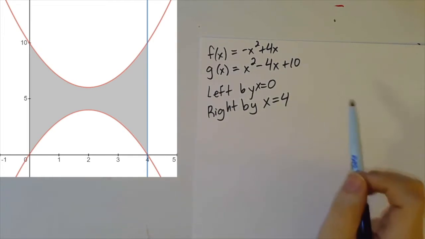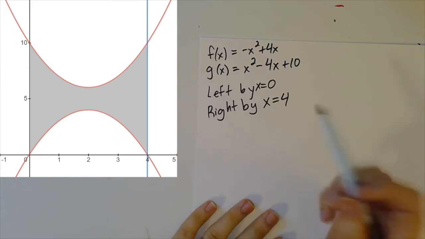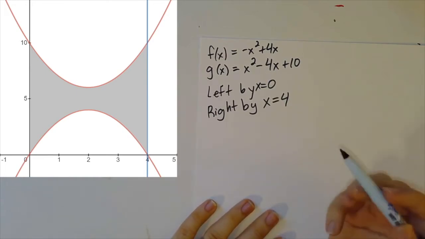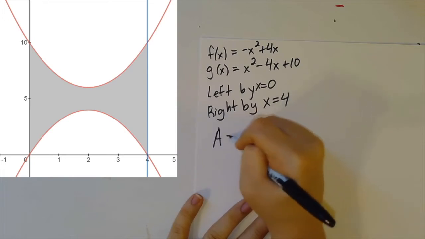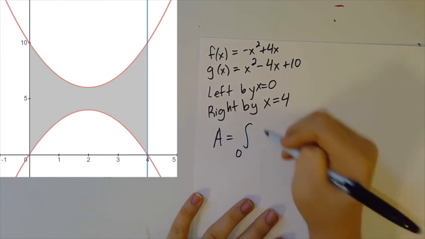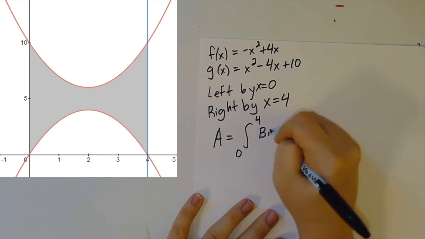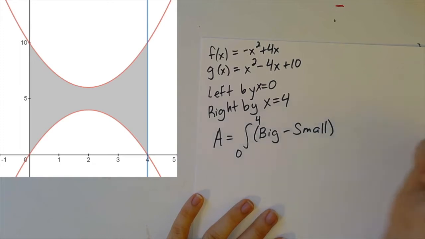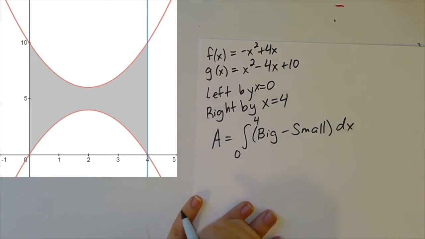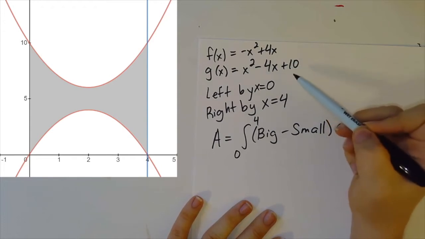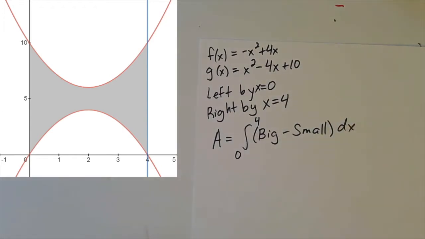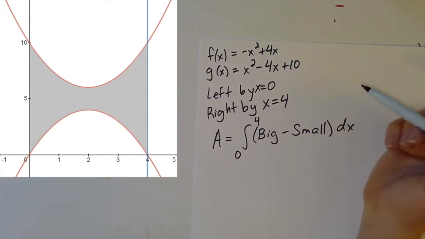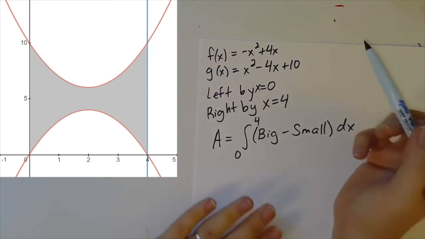Okay, so we know by the formula I just gave you that in order to calculate this area, I'm supposed to take the integral from 0 to 4 of whichever of these is the big function, minus whichever of them is the small function, dx. So which of these two functions is the big function? Well, there's a couple ways to figure that out. Namely, one of them is to see that one of these two bounds is a parabola pointing up, and one of them is a parabola pointing down.